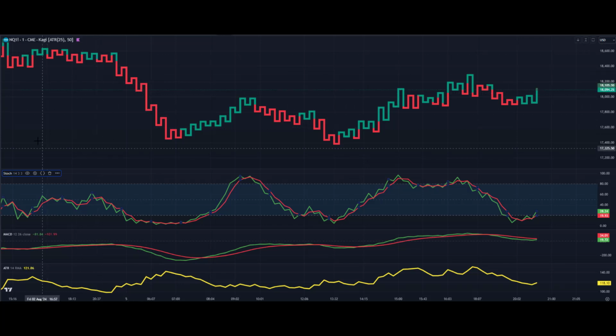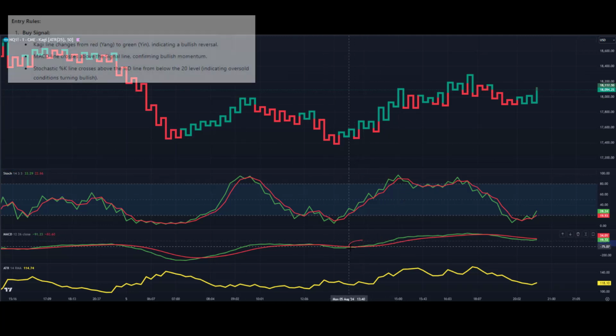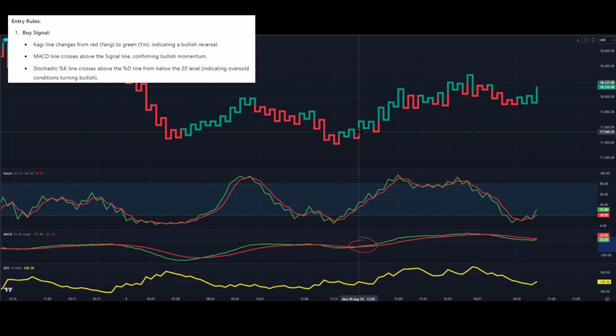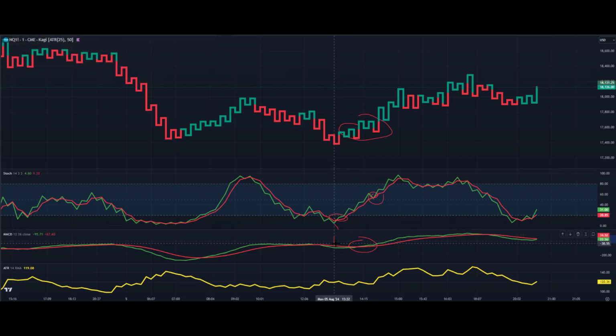How do we get into these trades? Pretty simple again as well. We're looking for a MACD crossover there to the bullish side. We want the Kagi going from red to green, but we also want, with this refined stochastic, the percentage K crossing up through the D, which we've got one here. We did have one there, but obviously you can see that the red is above the green, so we wouldn't have taken that. The next time that happened was there. So we're getting into the trade around about there.